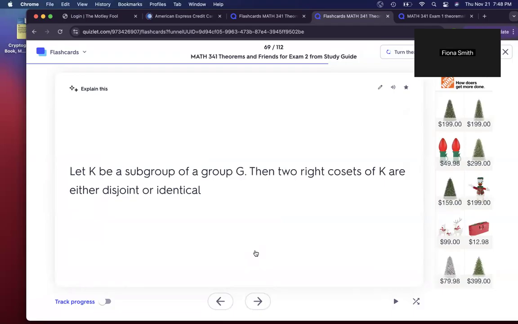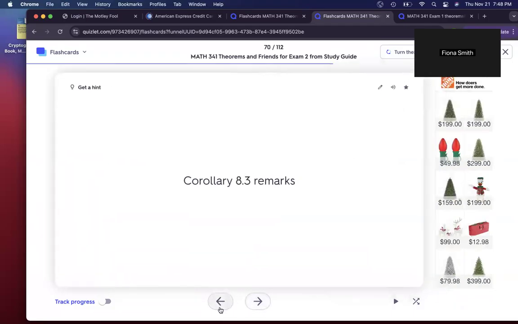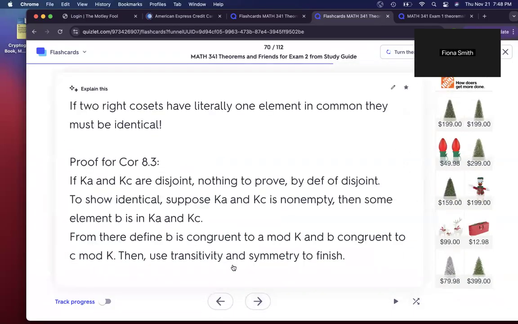Corollary 8.3: let K be a subgroup of a group G, then two right cosets of K are either disjoint or identical. Some remarks on that. If two right cosets have literally one element in common, they must be identical. Because remember from the last section, disjoint means they have nothing in common.